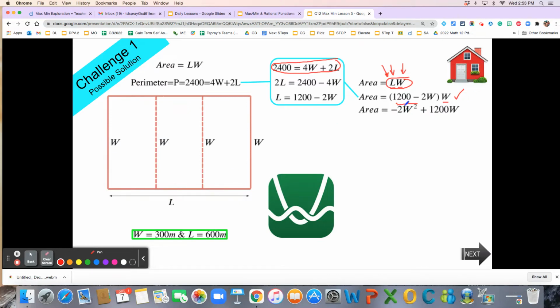So I'm going to expand that out. I'm going to take the derivative, negative 4w plus 1200. I'm going to set it equal to 0 because the slope is 0 at the maximum. I'm going to rearrange, and w equals 300. So if w equals 300, I could figure out what that value is. 4 times 300 is 1200. So we could easily determine what L is in that case. And in this case, it's 300 by 600.